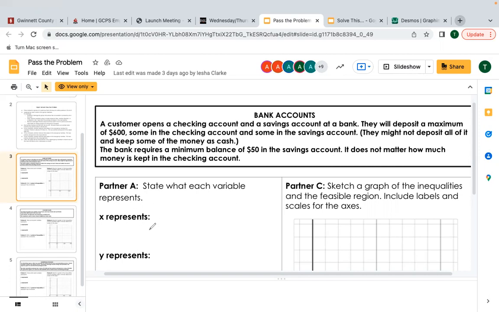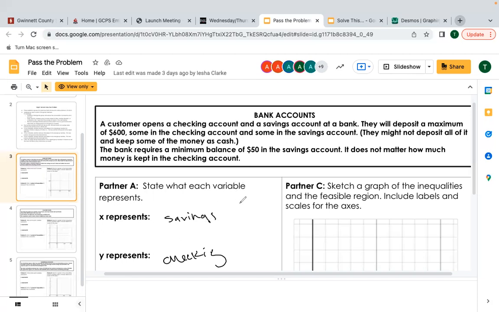So first of all, we're going to state what X and Y are. I'm going to say that X represents the savings and Y represents the checking account. Now, you could do this the other way around. It doesn't matter as long as you state that X is this and Y is this. But pay particular attention when you're doing word problems on a test, because they might say that X represents checking instead. So make sure you pay attention to how they have it set up.